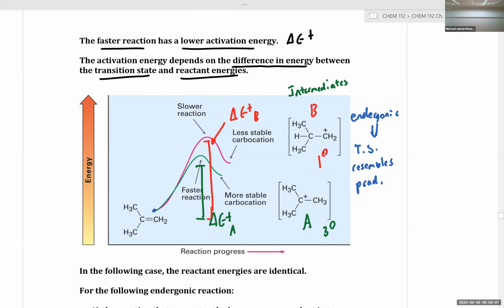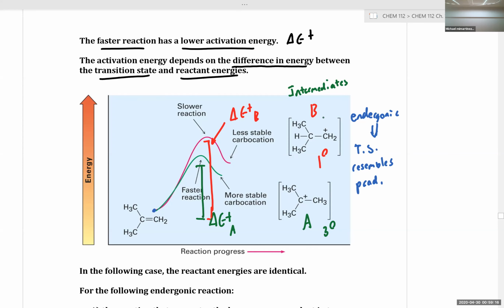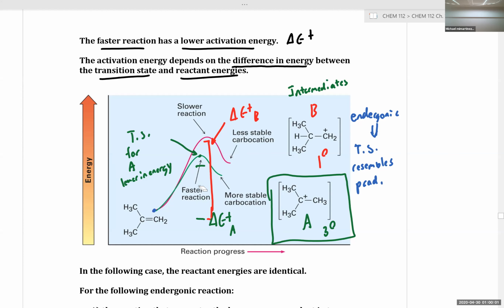Primary or tertiary? So I see a lot of people saying, let's get a few more responses in the chat. Which carbocation is more stable, A or B? Which carbocation is lower in energy, A or B? A, overwhelmingly A, is the lower energy carbocation because tertiary carbocations are lower in energy than primary. So as a result, our transition state for A is lower in energy because it resembles our lower energy product. Ergo, the faster reaction will occur to generate product or intermediate A.